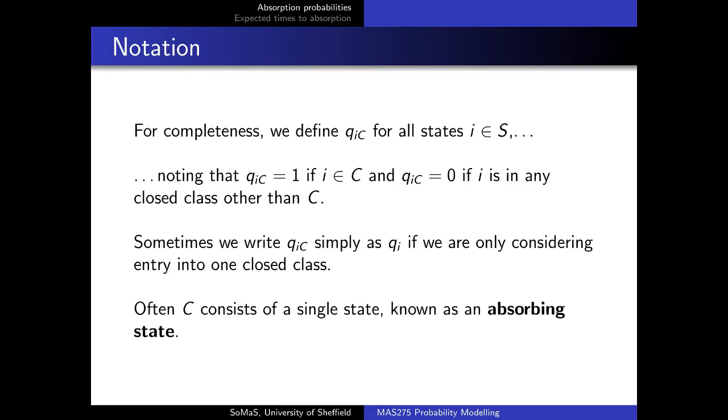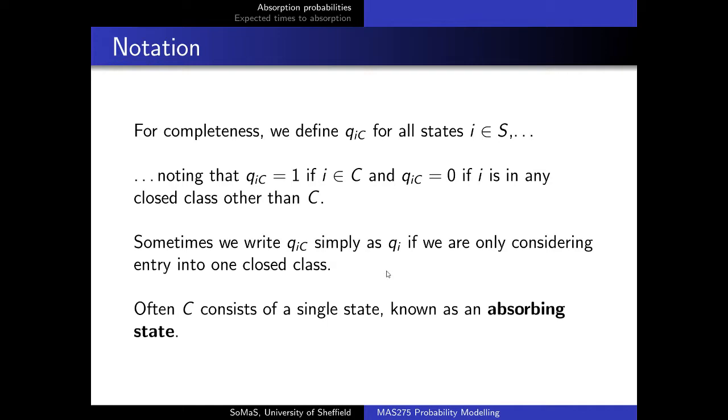So for completeness, Q_iC was defined first for a transient state, but it can be defined for any state. So if i is inside of C, then Q_iC is 1 because we're already inside. While if i is in a closed class which is not the closed class C which we're interested in, then it's 0 because we're never going to enter C. And as you will see in the examples, the C is always fixed, like we choose a C, and so we don't actually need to mention it. So usually Q_iC will be just called Q_i.